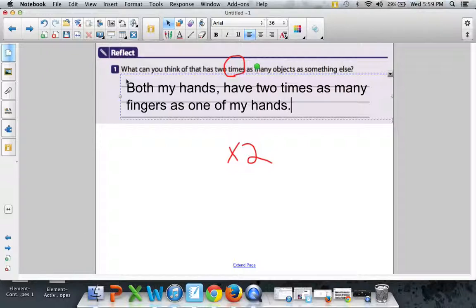Want another example? Think about legs. Humans, me or you, we've got 2 legs, right? Now think about a dog or a cat. They have 2 times as many legs as us. We have 2, they have 2 times that many, so they have 4 legs. So these are all examples of what they want you to say here. Try to write up your own example.